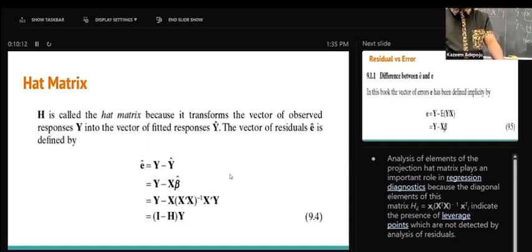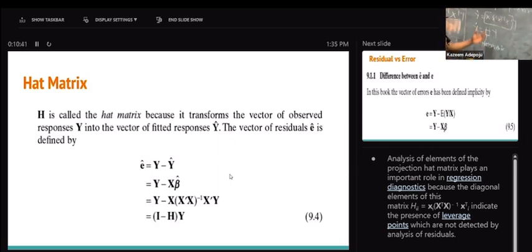Projection matrix. I think I also used this as P the other time. It is the same. Good job. The hat matrix allows us to transform actual response to predicted. That is why it is called a projection matrix. Projection is the same thing as making prediction.